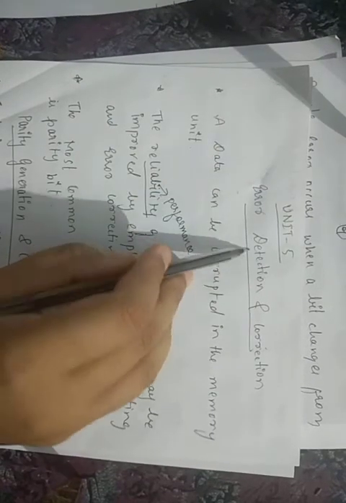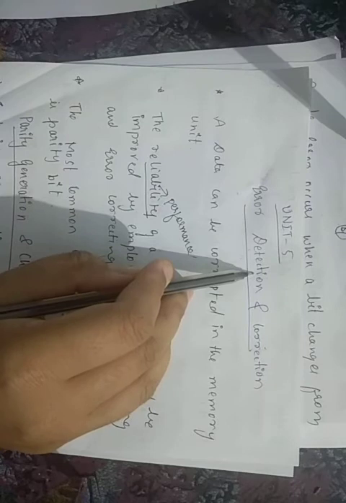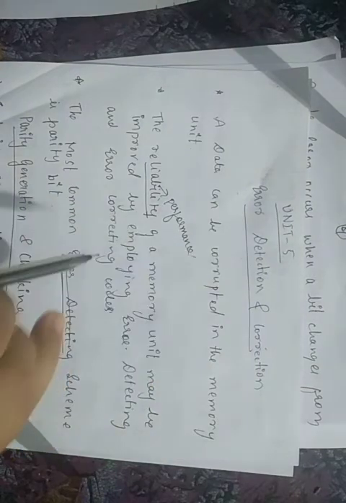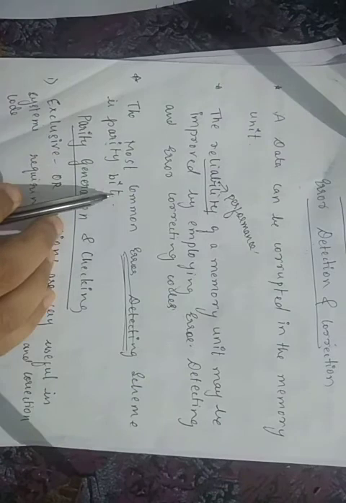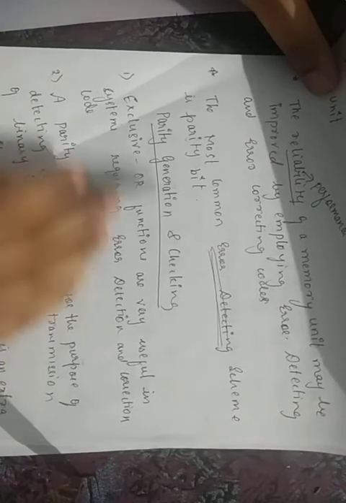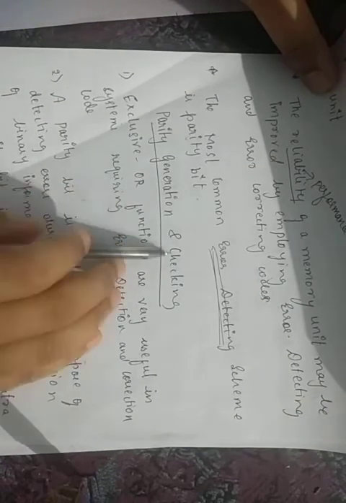Here we have two concepts: one is detection of an error and second is correction of an error. First we are going to detect the error. How are we going to detect it? Detecting an error is done with the help of a concept called the parity bit. We'll study this parity bit in detail. First, parity generation and checking. Okay, we'll go with parity generation.